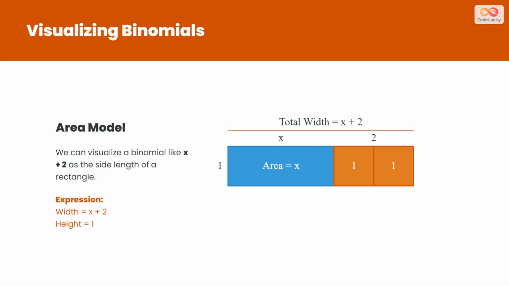We can visualize binomials using geometry. Imagine a rectangle with a width of x plus 2 and a height of 1. The total area is composed of the area of the blue section, which is x, plus the area of the orange sections, which total 2. This area model helps us understand what an algebraic expression represents in the physical world.